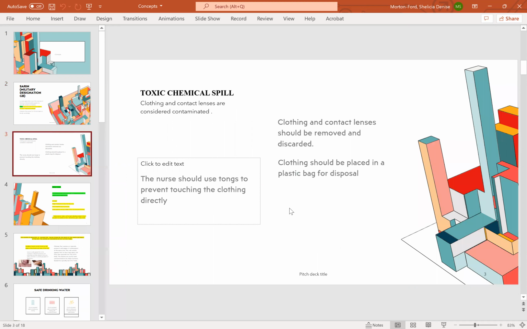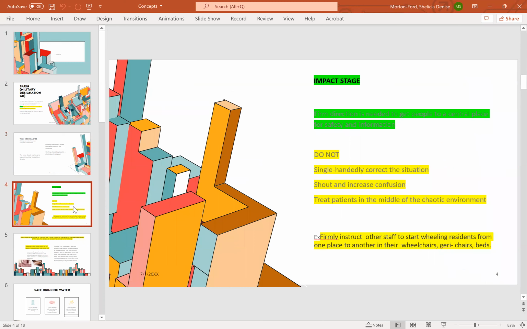So for toxic spills, we do know that everything is considered contaminated. Their clothes, even if they wear contact lenses, and everything should be removed and discarded. You want to protect yourself when you are touching and trying to dispose of the clothing or the contact lenses. Clothes should be placed in a plastic bag, and the contact lenses should be removed and discarded. You might want to use tongs to prevent touching, and for sure make sure you don't come in contact. We have a habit of just touching things and letting things lay up against us, so make sure that those things are not coming in contact with you.